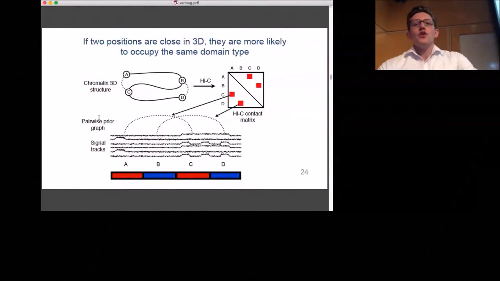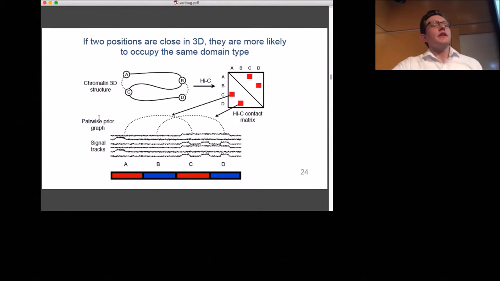Okay. So now the way we're hoping to incorporate this information into the annotation is by leveraging a property which has been known for quite a while, which is that if positions are close in 3D, they're more likely to be the same domain type. So we can incorporate this information into the model using what we call a pairwise prior. So if positions A and C are close in 3D, then they'll get a high value in the Hi-C contact matrix. And then what we do is we say in the probabilistic model, we would like it to be the case more often than chance that A and C get the same label. So then we'll get an annotation out that will, in general, satisfy these pairwise priors.